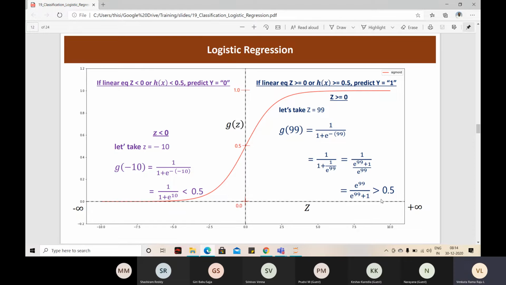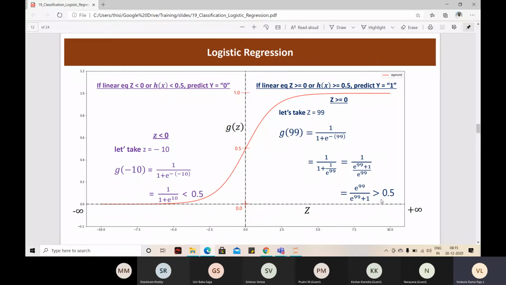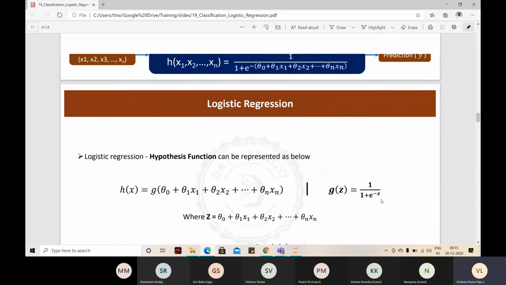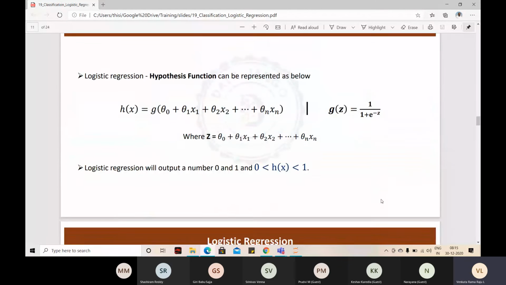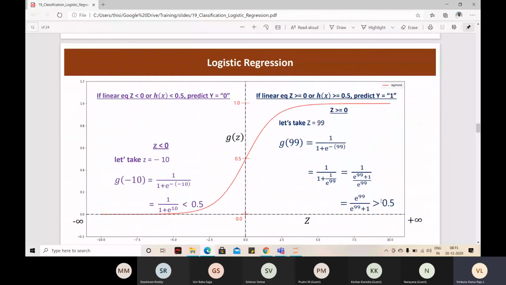Got it? Any questions? No? No questions? You must have one question, at least. No questions, I'll ask a question then. Right? So how is it actually generating the probability?